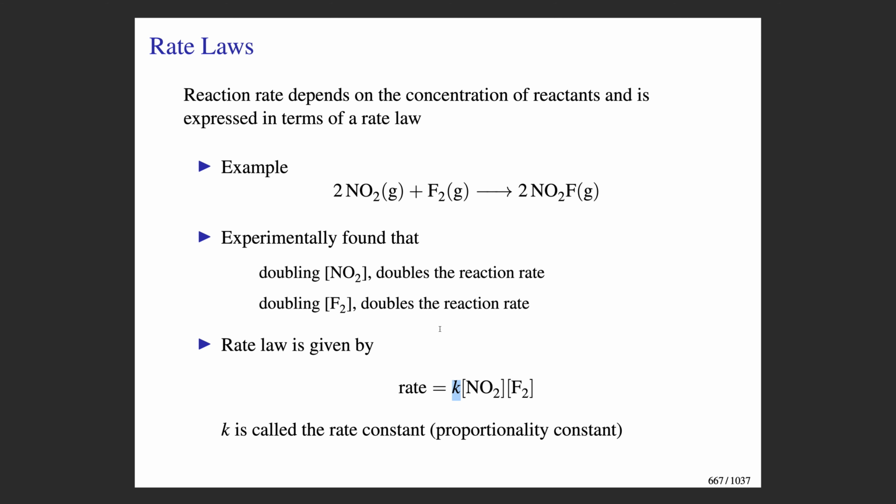Okay, so this is an example of a rate law. If you increase the concentration of NO2, the rate of the reaction will increase. Likewise, if you do the same thing for fluorine, the rate increases. So the rate law shows how the rate depends upon the concentration of the reactants. Now, you can have more complex rate laws than this one, but this is an example of a simple one.